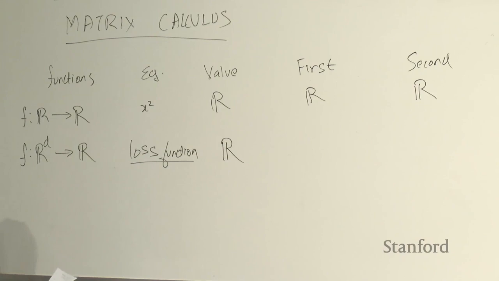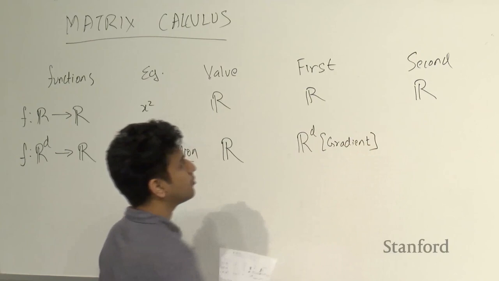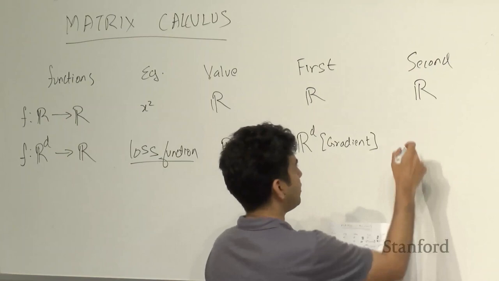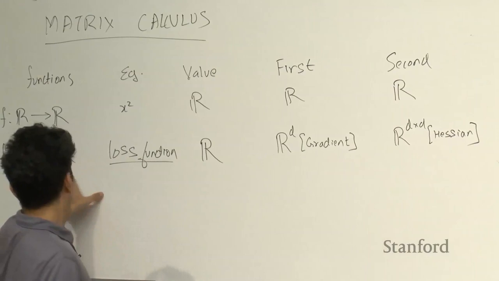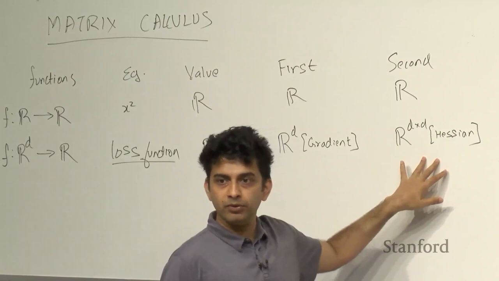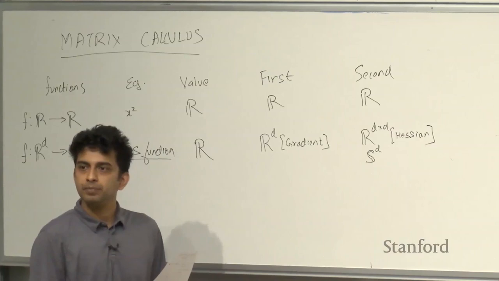And what's the first derivative of a function like this? It's called a gradient, and the gradient is going to be in Rd. And the second derivative of a function like this is called the Hessian. And the Hessian in this case, not only is it a square matrix, it is also guaranteed to be symmetric. And symmetric matrices are also written as S with just a single d, because it's implied that it's d along both the dimensions because it's symmetric.